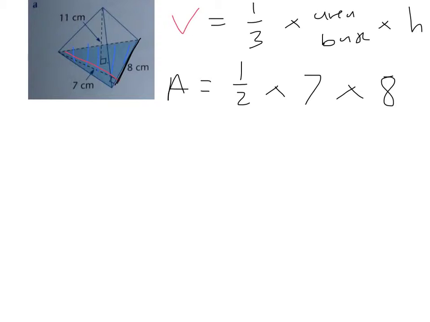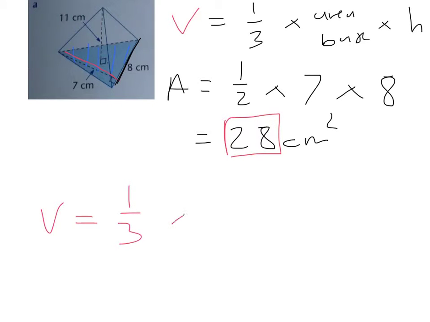And so half times 7 times 8, and if we put that in a calculator, we get that as 28 centimeters squared. So that was our area of just the base itself. But remember, we have to get the volume, we have to do 1 over 3 times the area of the base, which is 28 centimeters squared. But also have to times it by the height of the pyramid. In this case, the height of the pyramid is this line right here, which is 11 centimeters.